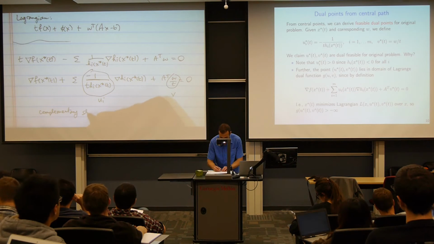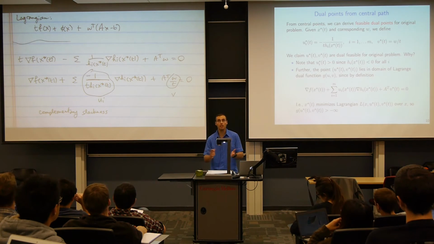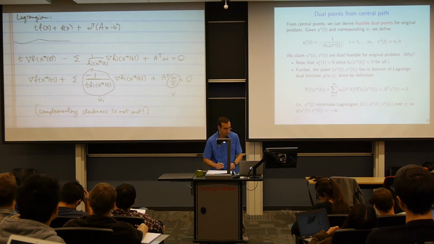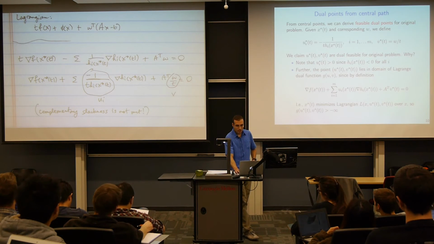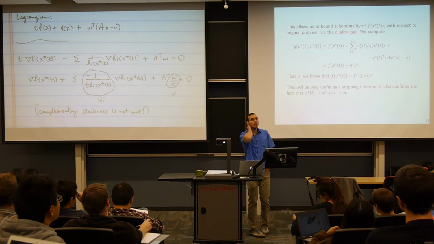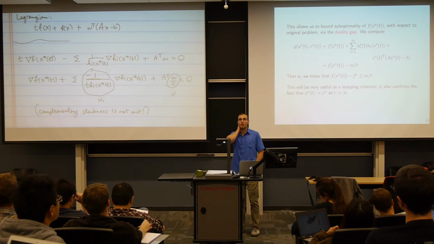So the reason that we don't actually have solutions to the original problem at any particular value of t, even though we've solved the log barrier problem, is because we haven't met complementary slackness. Okay, but it's very useful nonetheless, because this allows us to bound at any point how suboptimal we are on the central path as a function of t. And we're just going to compute the duality gap.